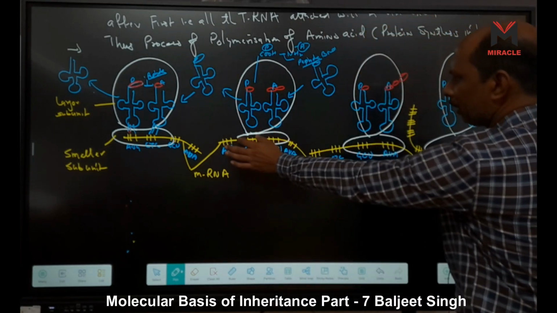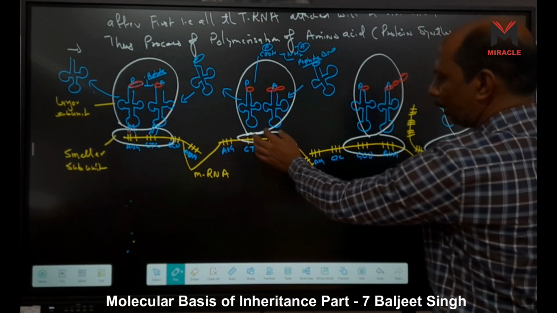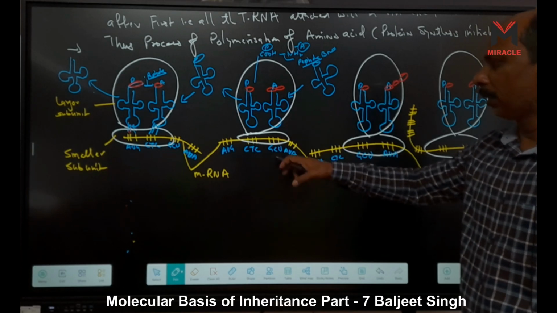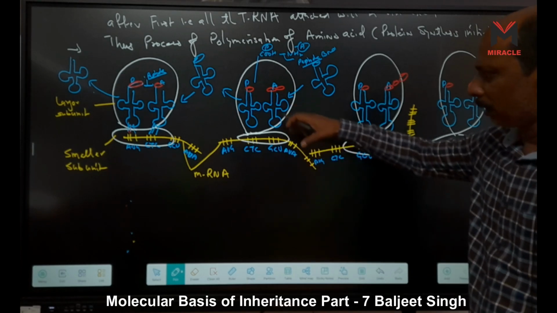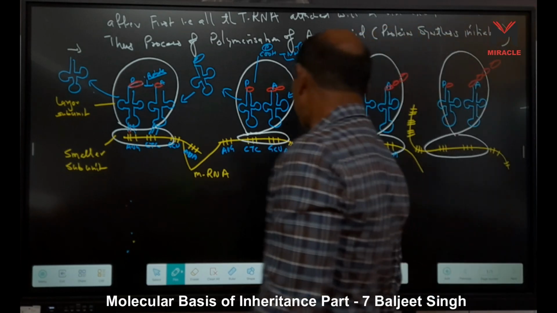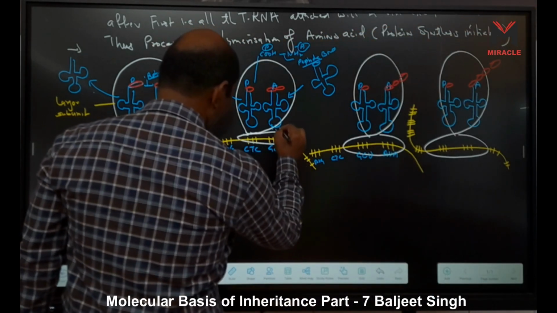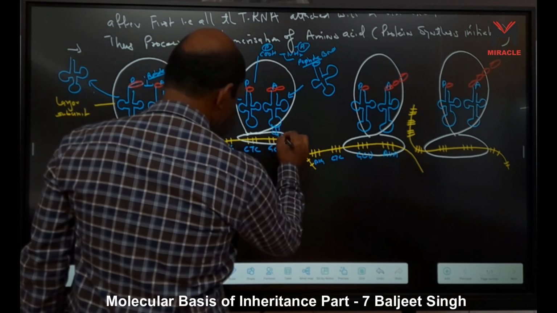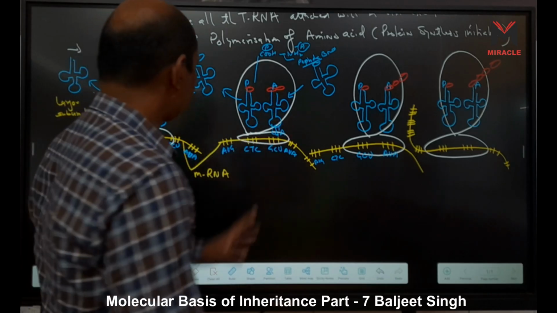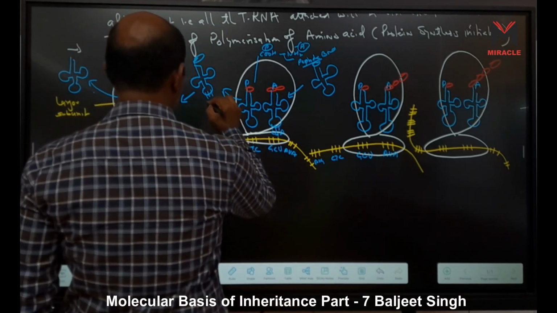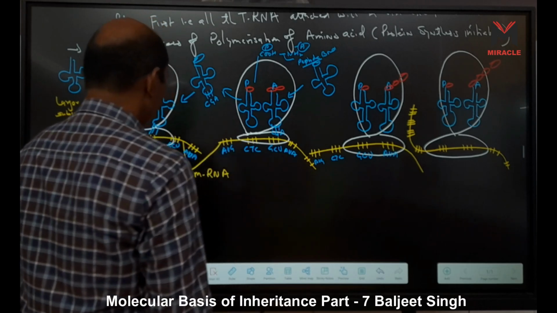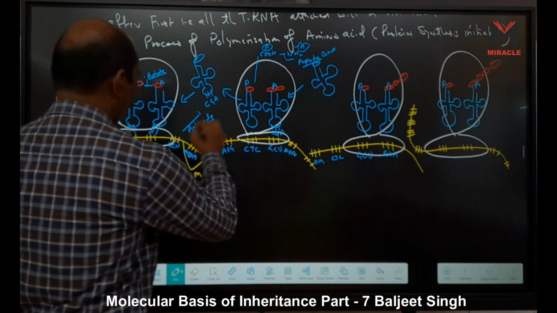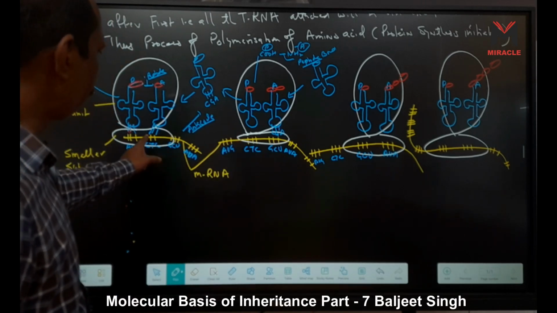Then GCU comes to the P side. Now next, this transfer RNA comes to the A side, which has just the anticodon of GCU. Anticodon of GCU means what? You know, complementary: G means C, C means G, U means A. CGA comes to that side. So this CGA is the anticodon of GCU. When GCU comes to the P side, what happens?